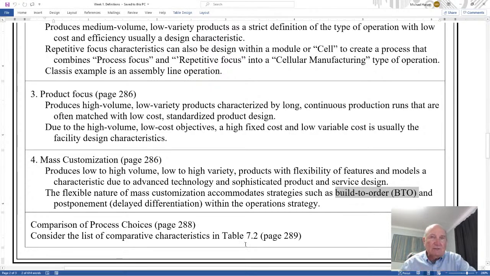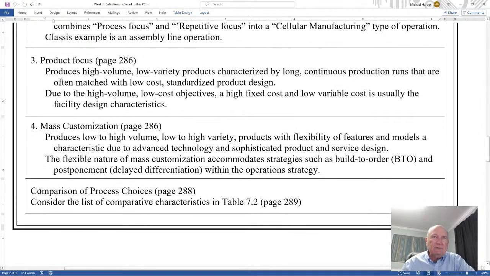And a second strategy is something called postponement or delayed differentiation within the operation strategy, where you don't have to have the final product today. You can make the components and delay the differentiation of the final product, or postpone the final product until it's ready to put it together. And we see that all the time in supply chains.